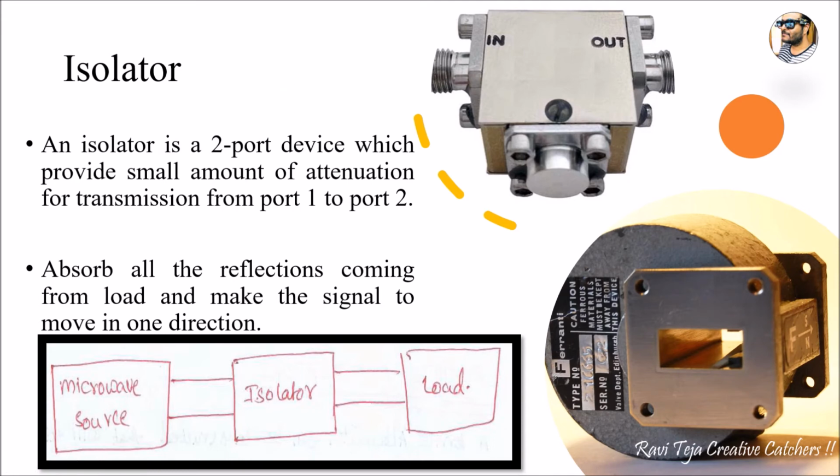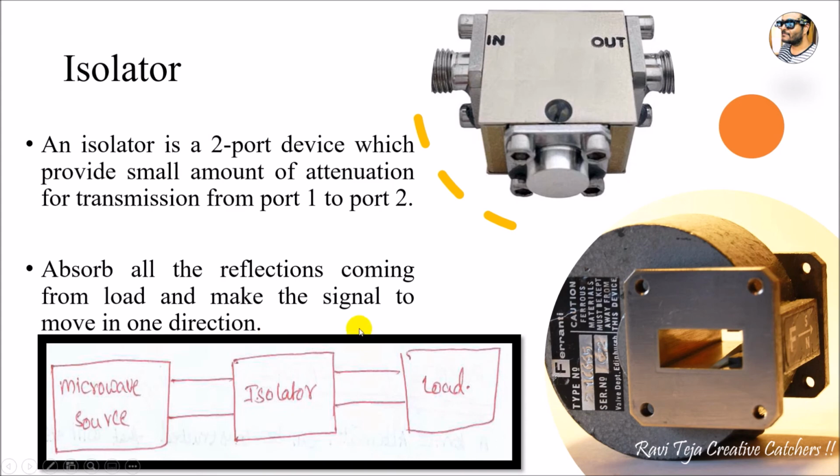Attenuation means the quality of the signal remains the same, but the power of the signal is reduced a little bit. Its aim is to provide attenuation, and only a small amount of attenuation. Another main part is that it allows the signal to travel only in a single direction from input to output, and if at all there are any reflections, it will absorb all the reflections.